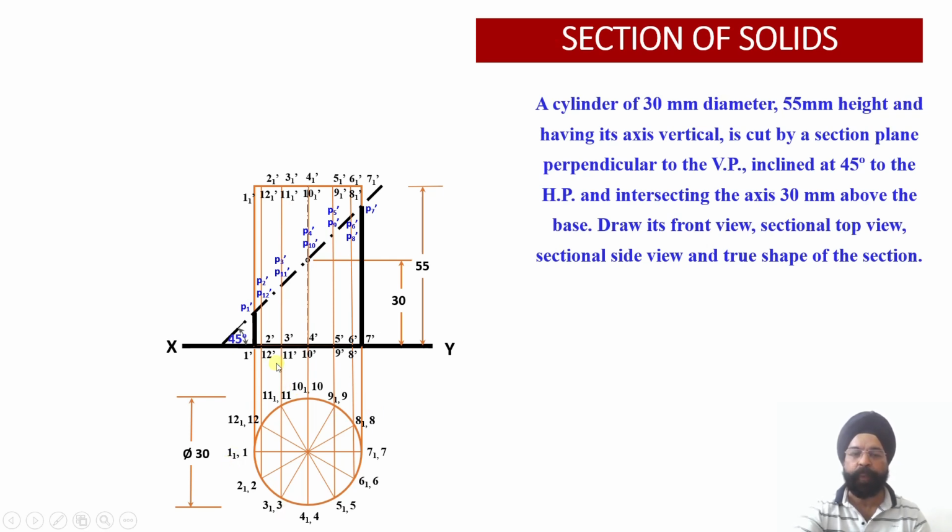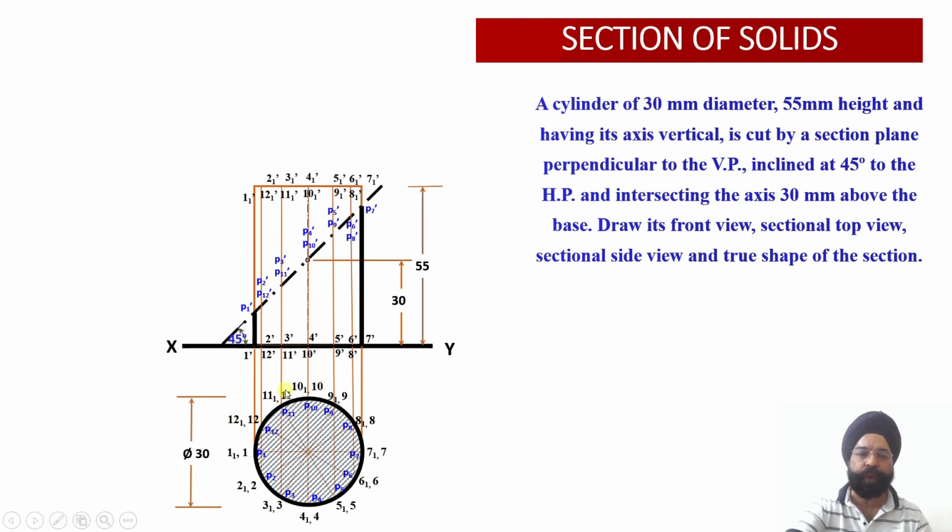That is the point P1 dash, which was lying on 1 1 dash and 1 1 and 1 dash. It will be coinciding with 1 1 and 1 point. So this will be the cutting point or the intersection point of P1. P2 point will lie here, P3 point will lie here, P4 point will lie here, and P5 point will lie here, P6, P7, P8, P9, P10, P11, P12. So all these points, they will be lying on the corresponding vertical generator which we have already drawn.